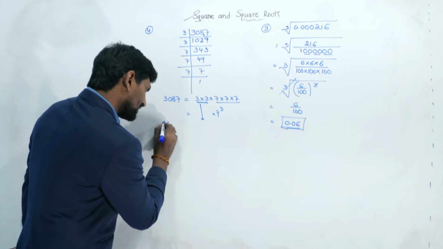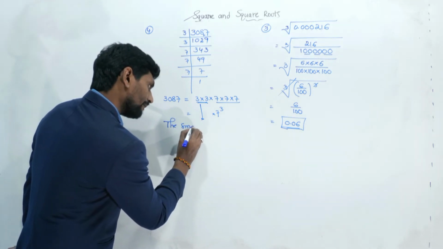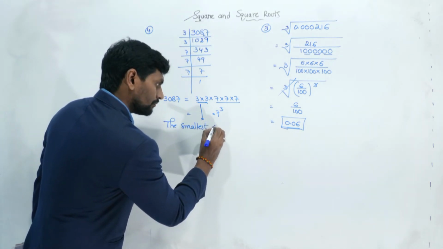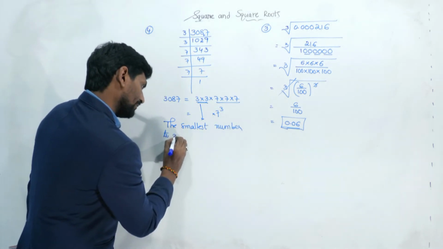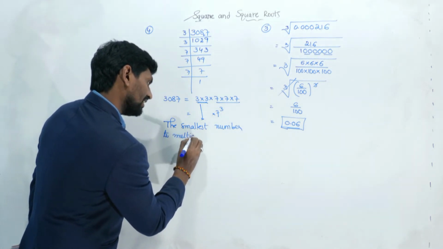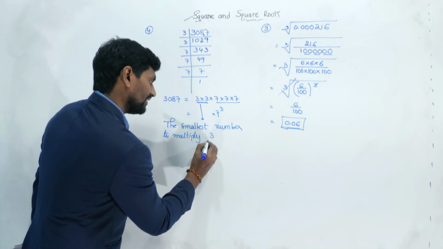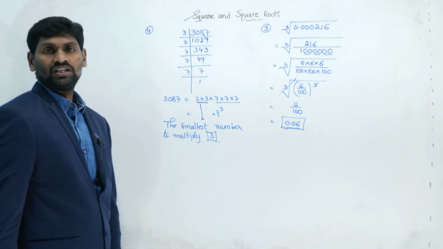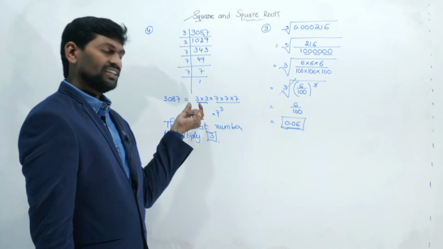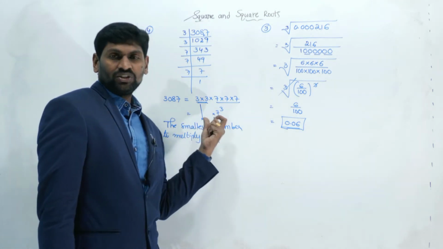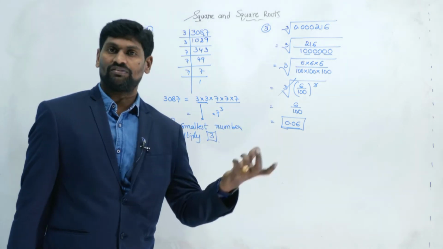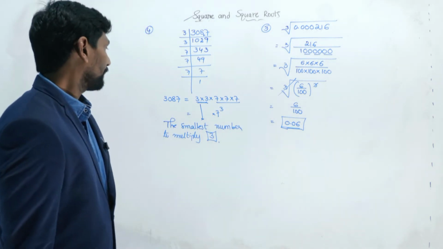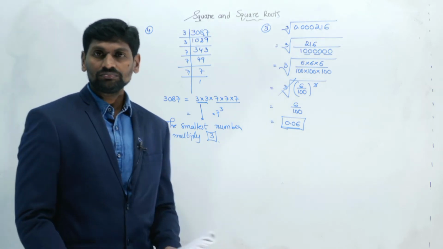Therefore, the smallest number to multiply. What is missing here to become a cube number? 3. Okay? If you multiply with 3, then here also 3 into 3 into 3 becomes 3 cube. 3 cube into 7 cube, 3 7s is 21 cube. We will get the answer. Okay? Next question.